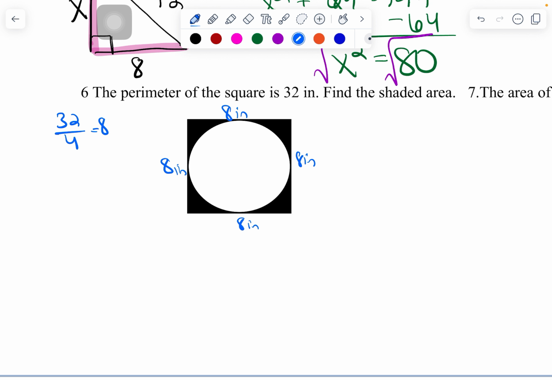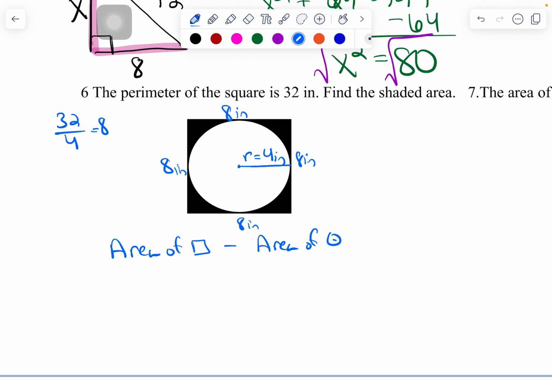Now, what that also means is we have a circle inside of here that would have a radius of 4 inches. The idea would be that the circle goes completely from edge to edge, so that's my diameter. Then if I chop the diameter in half, that gets me my radius of 4. So for area, I'm asking for the area of the shaded region. We're going to do the area of the square minus the area of the circle.